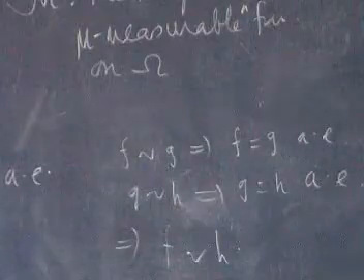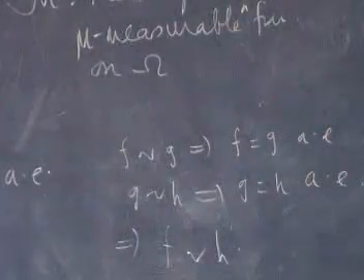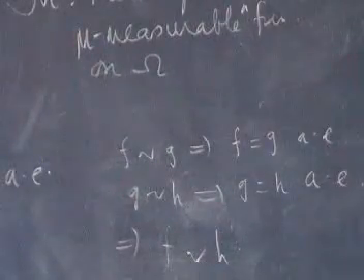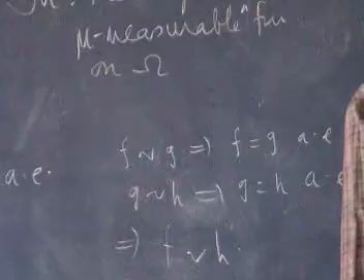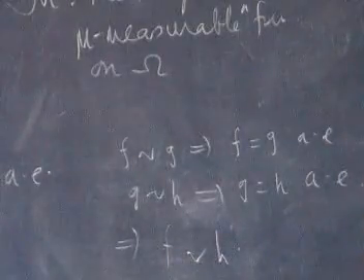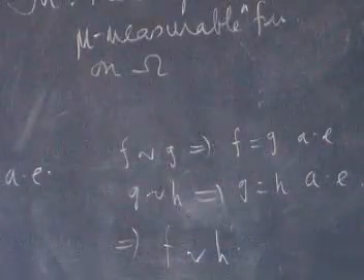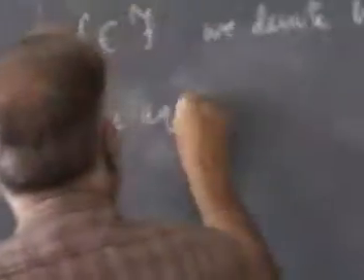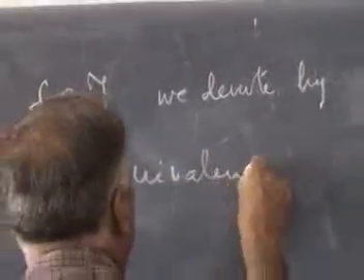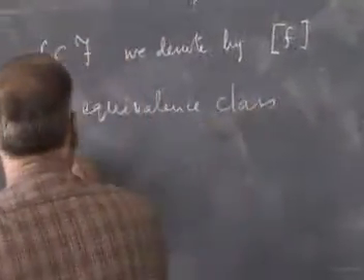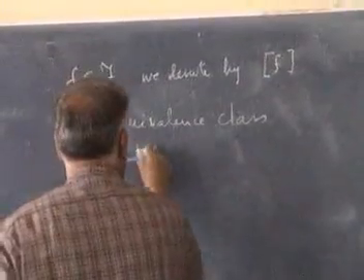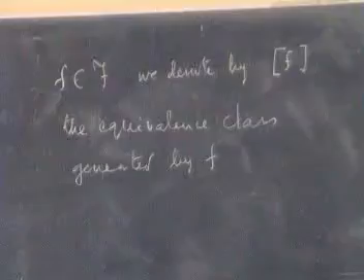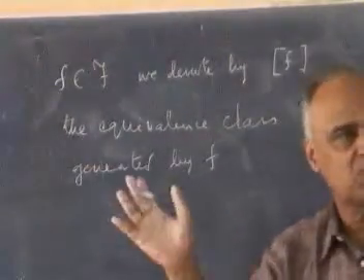And what are those partitions? The equivalence classes are the parts. Each equivalence class will be a part. So what do we say? If F belongs to the set, let's use this notation for the equivalence class generated by F. This is a typical thing that mathematics always does. Whenever there is an equivalence class, reduce the size by putting all the equivalent elements together.